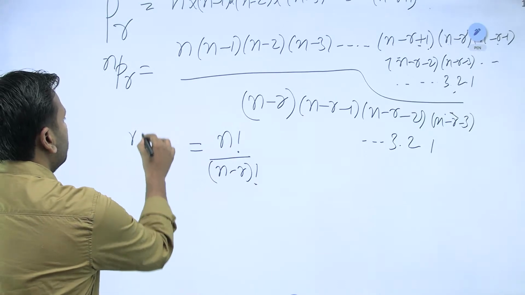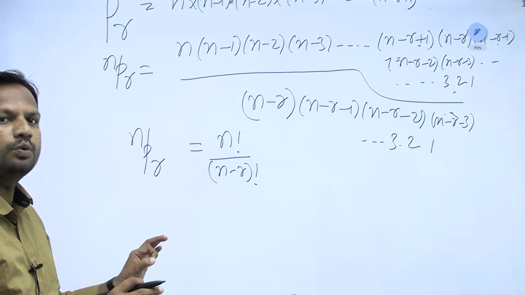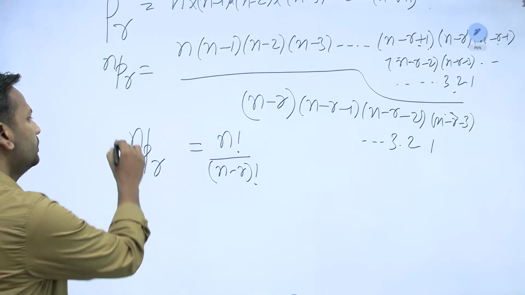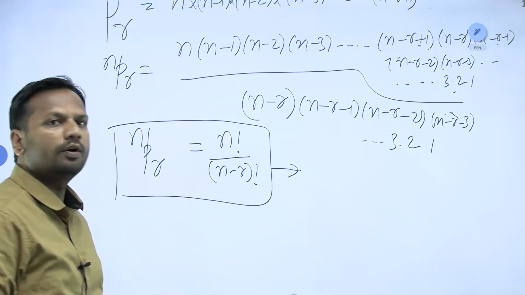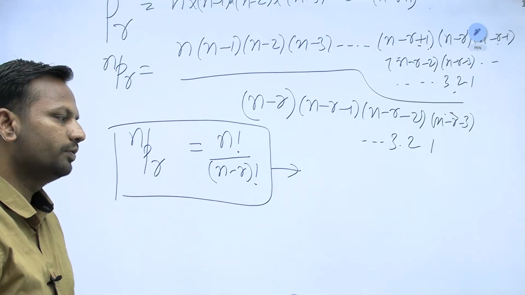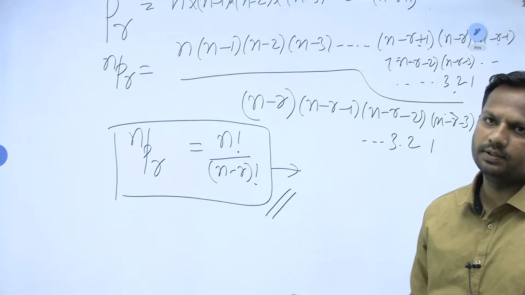So out of n distinct objects, if you wish to arrange r number of objects, this formula you have to remember, students, that too without repetition. Until then, you have to remember this formula.